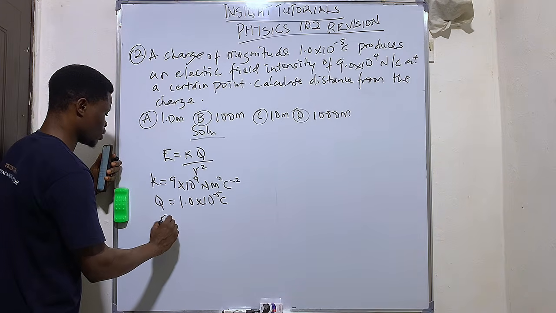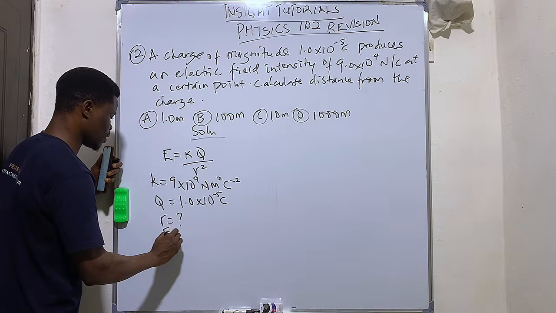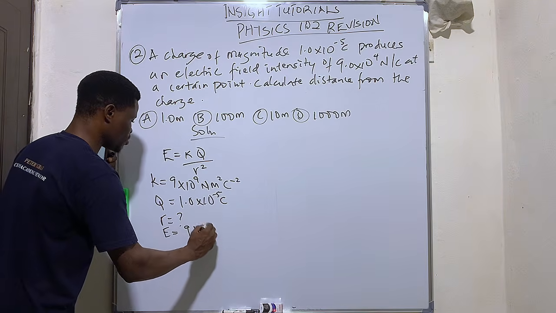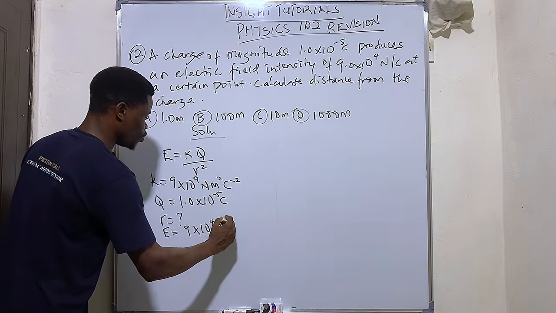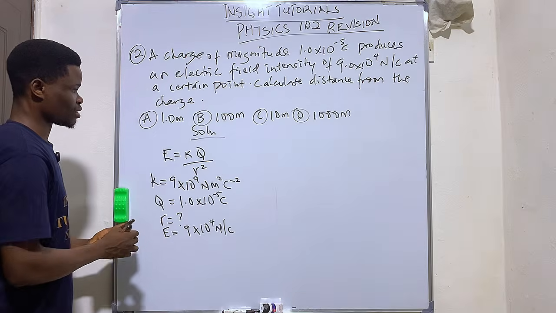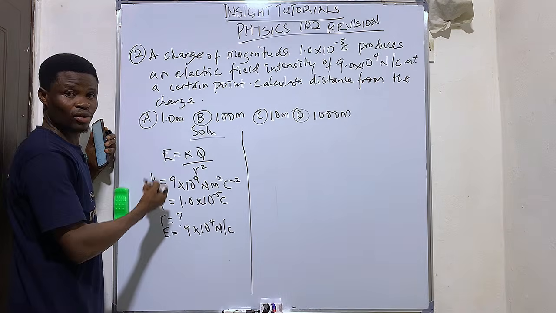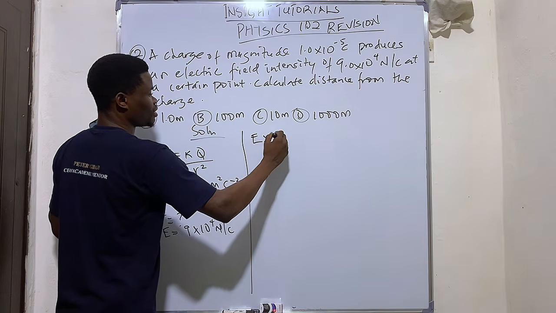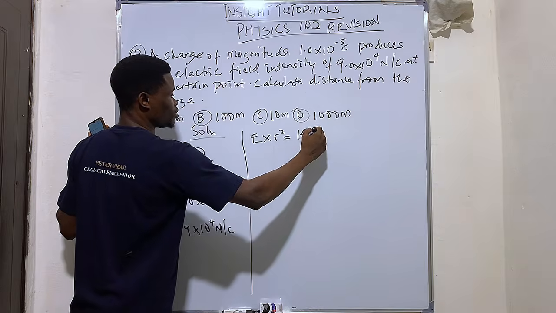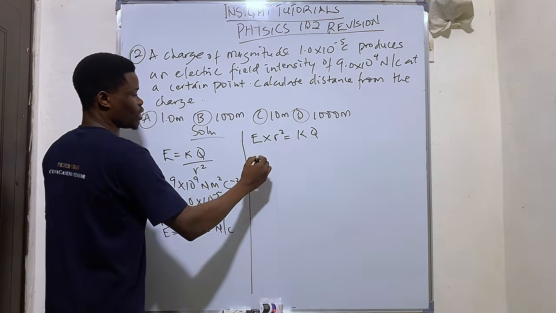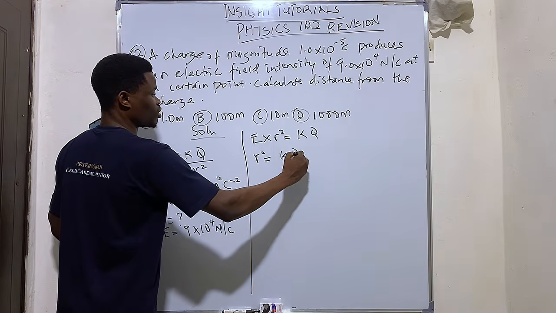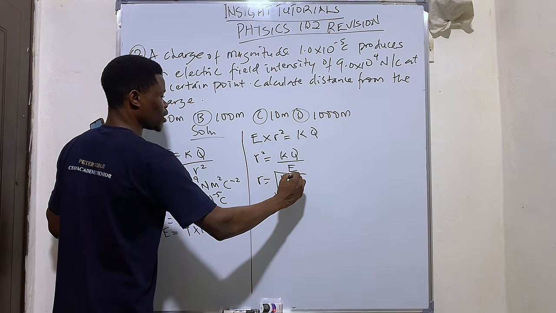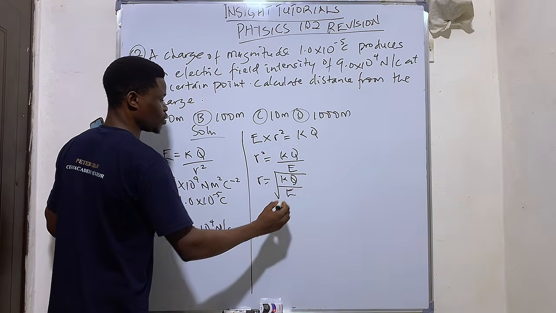And then we are told to find our distance. And then our electric field was given to us as 9 times 10 raised to the power of 4 Newton per coulomb. So we have to look for our distance. Now, in doing that, we're going to make our R the subject of the formula. So that means we write electric field intensity times the distance squared equals the constant times the charge. We write R square equals KQ all over E, where R is going to be the square root of our K and the charge all over the electric intensity.